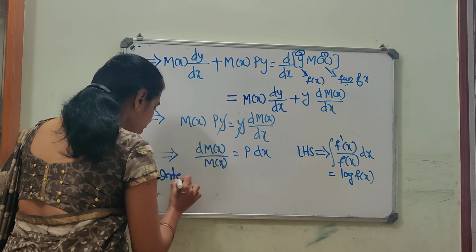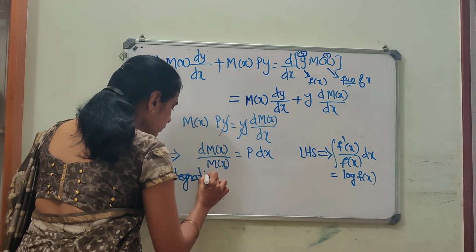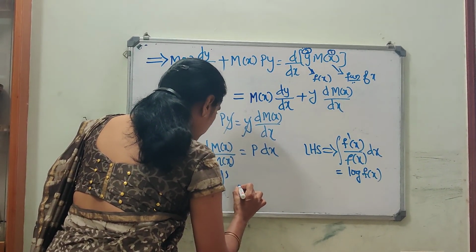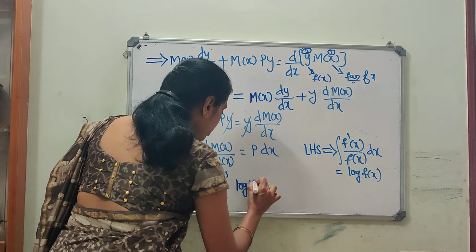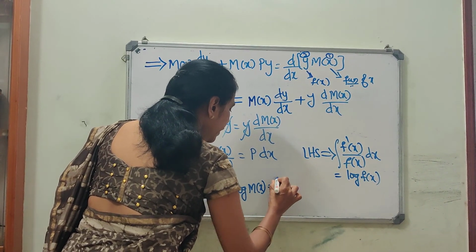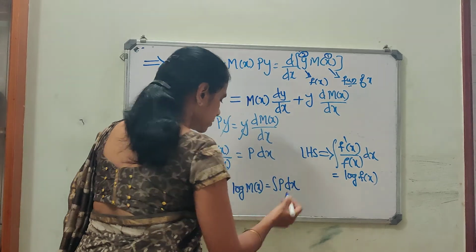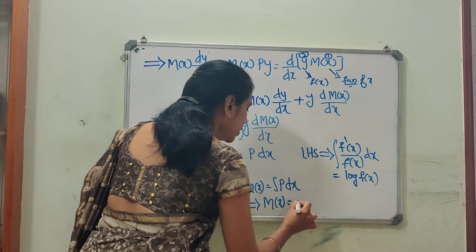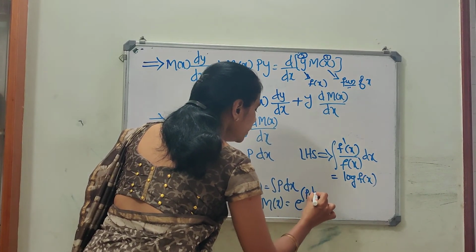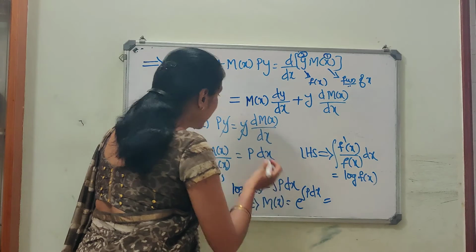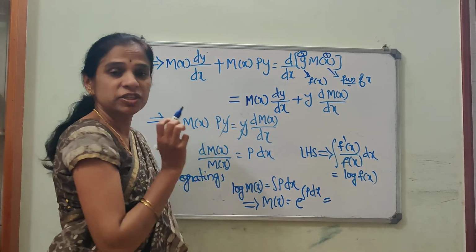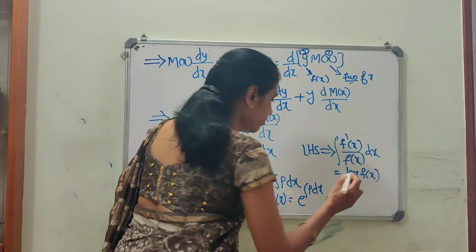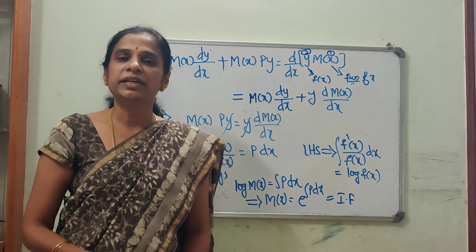What do I get? After integrating, we can see that we will be getting log m of x is equal to integration p dx, which you can simply write as m of x is nothing but e to the power integration p dx. So you now see, with the help of known functions in the given differential equation p, we are able to find our m of x, which is the integrating factor. So fine, we have got the integrating factor.